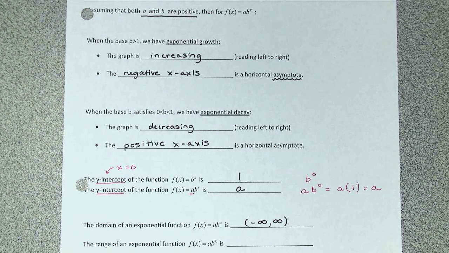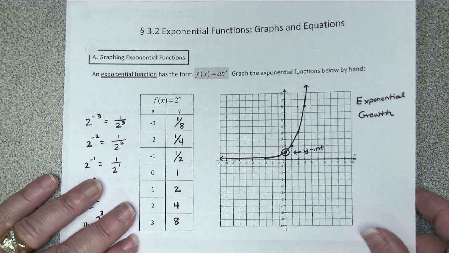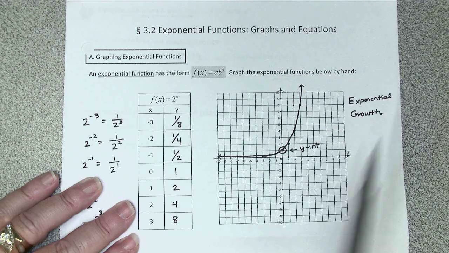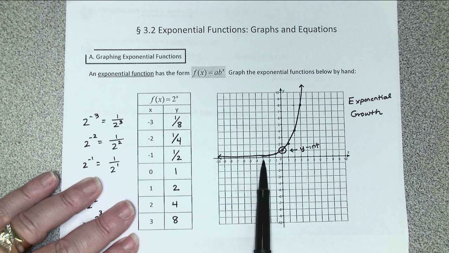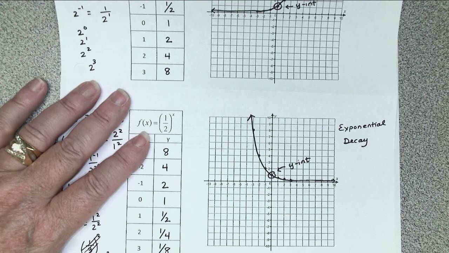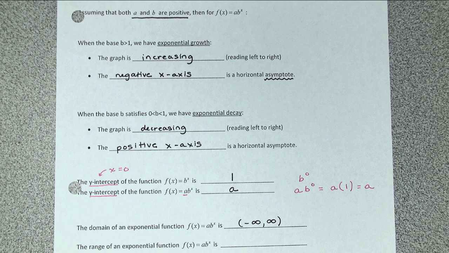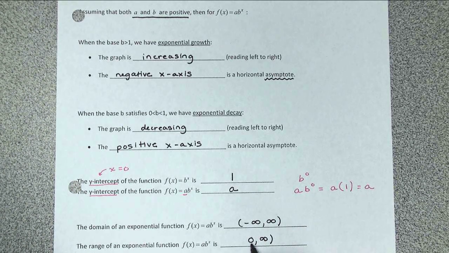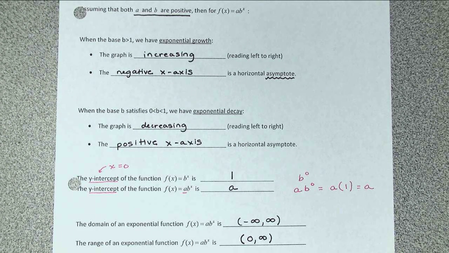What about the range? Well, all of my y values in this graph are definitely greater than 0. And in fact, because the graph never touches the x-axis, y never equals 0. So it's strictly y values bigger than 0. And once again, that same idea applies with the exponential decay. So when I list my range, I'm going to go from 0 to infinity, but I don't want to include the 0. The graph never touches 0, so I'll use a parenthesis there.